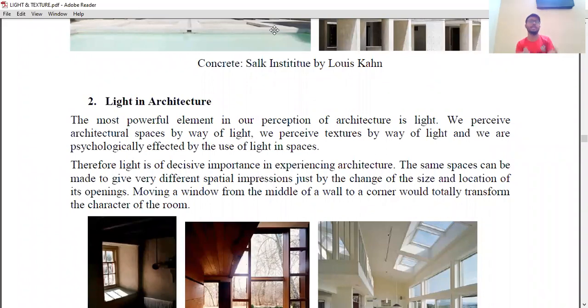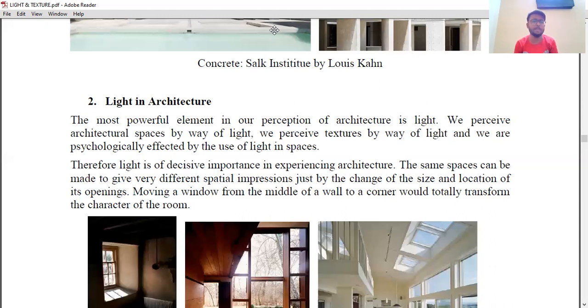For example, if it's a cathedral, the way these huge structures, the heaviness of the structure with the low amount of light entering that particular space, is the feel that you will get. If it is a viewpoint, for example, if you are on top of the Burj Khalifa, the top point from where you can see, both ambiences need to be different. Therefore, light is of decisive importance in experiencing architecture.